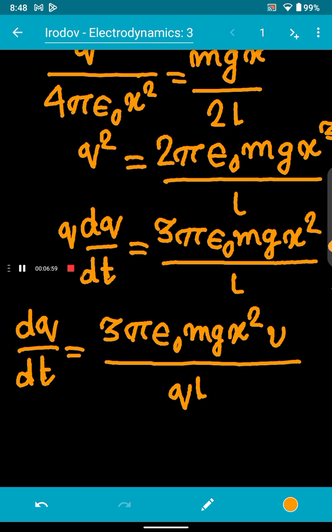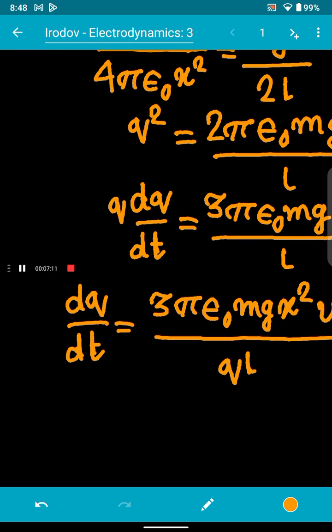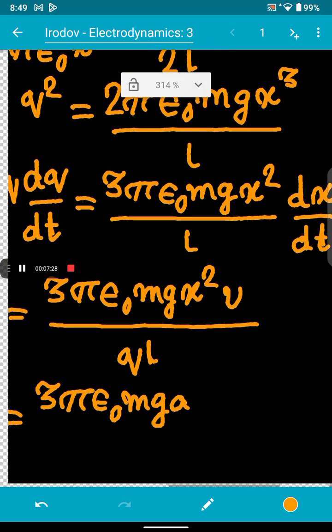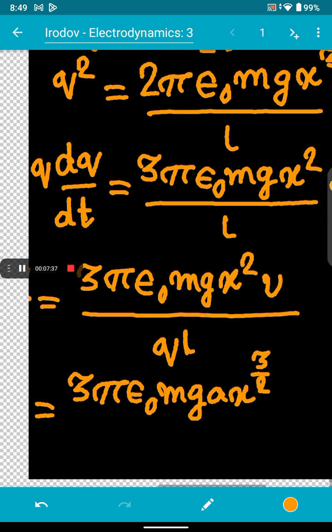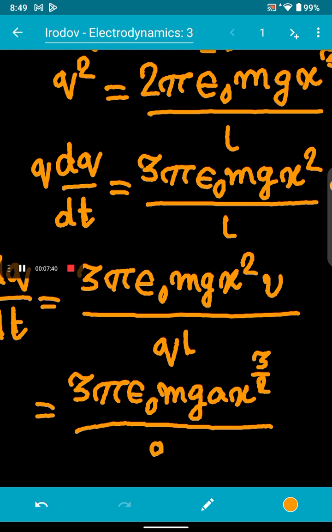Now we have v. V is given in our problem. So what is v given as? V is given as a divided by root over x. So we may write that, with root a in the numerator, mga, and we will divide this by, just wait a minute. Okay, we have a by root x, so this will be x to the power 3 by 2, and this will be ql.